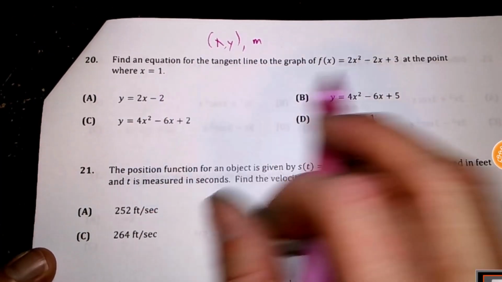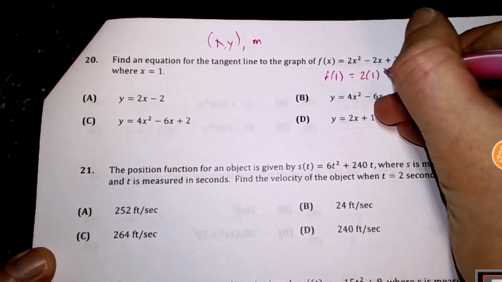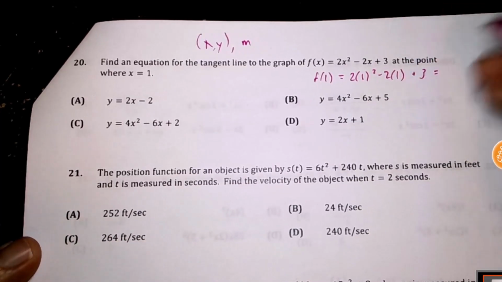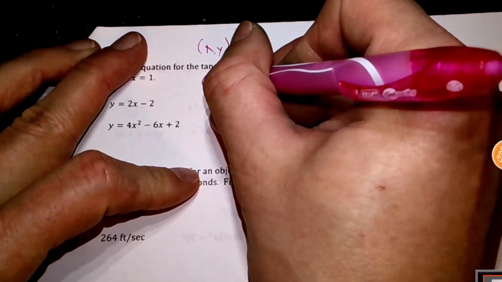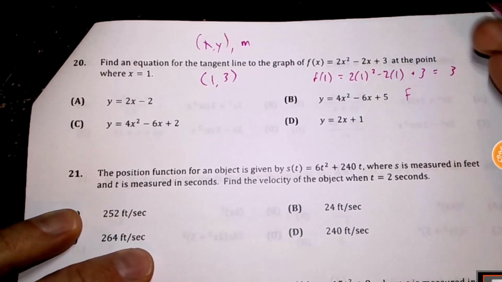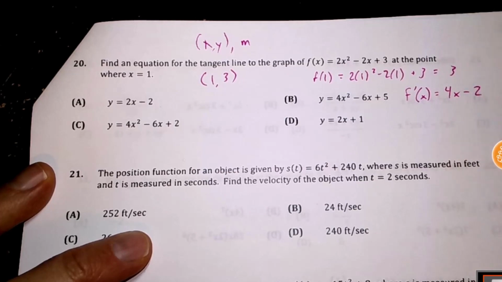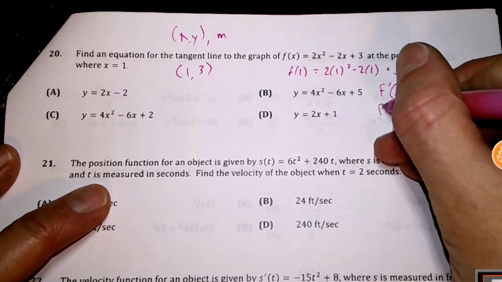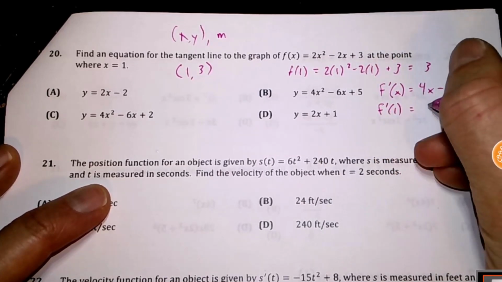Let's plug in 1. Okay, so f of 1 gives us... I could have used synthetic division for that, but 2 minus 2 is 0, 3. So it looks like my point is (1, 3). And then I have to find the derivative, which for a quadratic is super nice. So we get 4x minus 2. Okay, we're just using the power rule there. And so at 1, we would get 4 minus 2, which is just going to be 2.